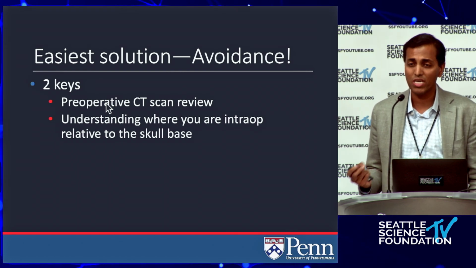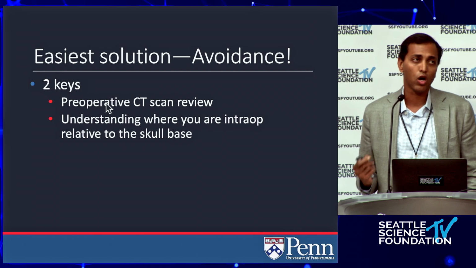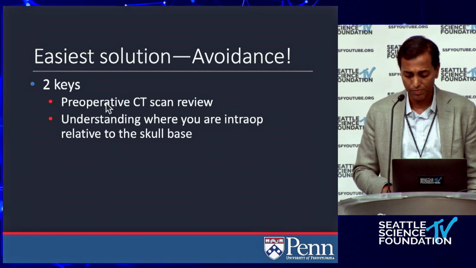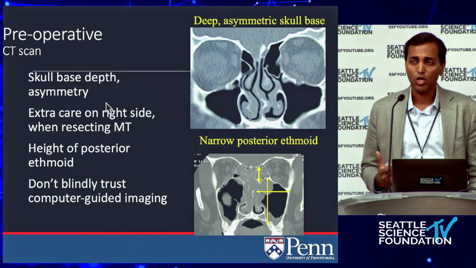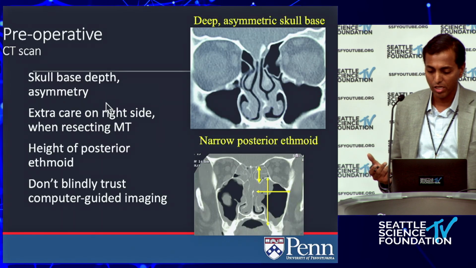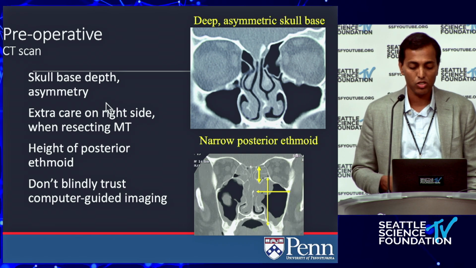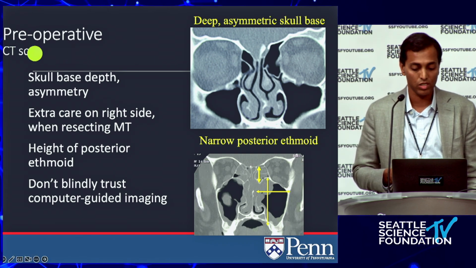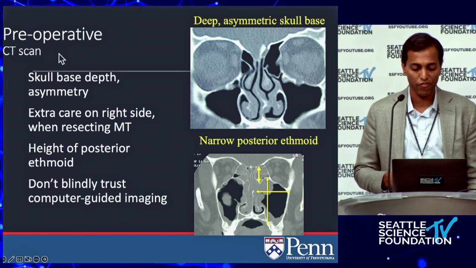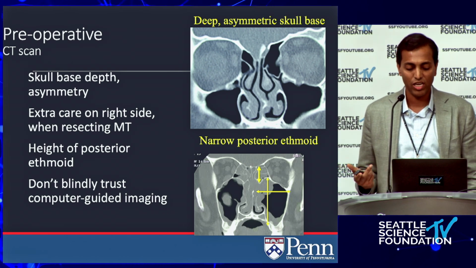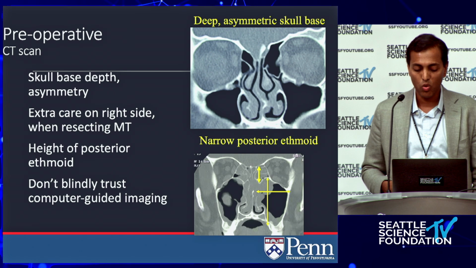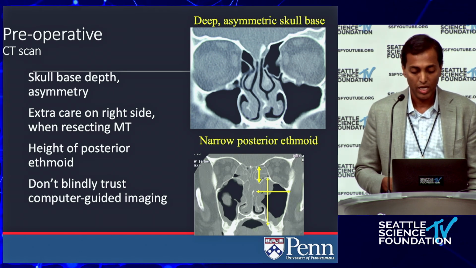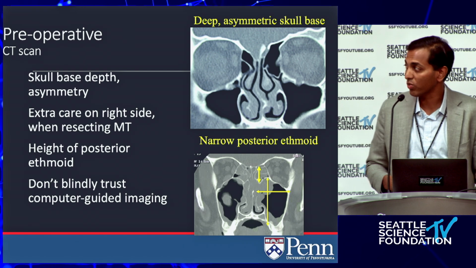To me, what's really important is where you are at all times. I don't mean every little cell, but where you are relative to that skull base. A few basic points: look at asymmetry. If you have asymmetry from right to left, pay attention to that when you're coming in. Pay extra care on the right-hand side, especially if you're doing any turbinate reduction. And the height of the ethmoid is really key.